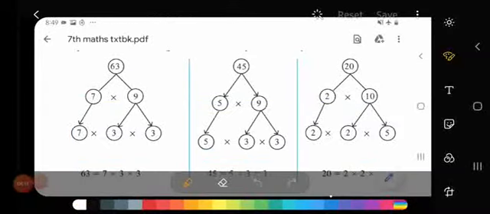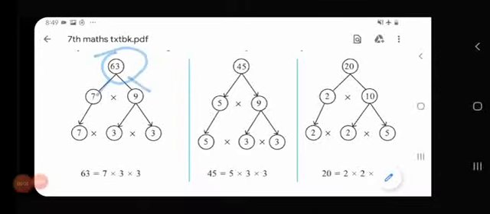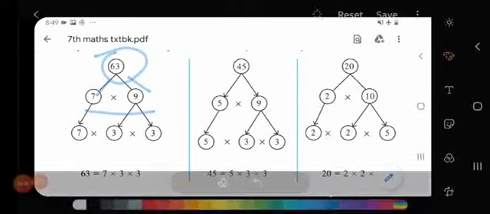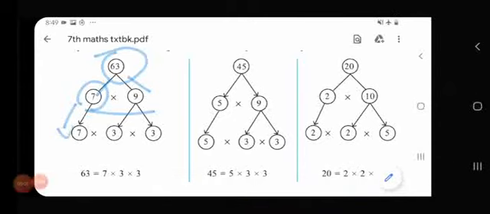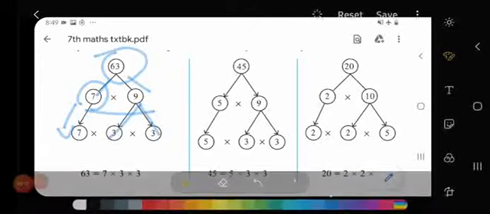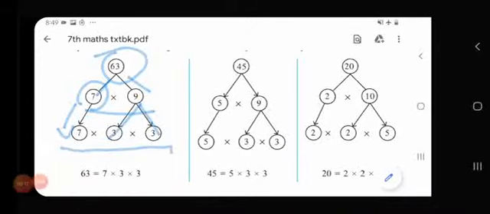In a simple way, like a tree diagram, we can write the factors of a given number like this. Suppose the number is 63. That can be written as 7 into 9. Out of 7 and 9, 7 is a prime number, so write it as it is. Now the factors of 9 will be 3 into 3. So at this step we get all prime numbers: 7 into 3 into 3.